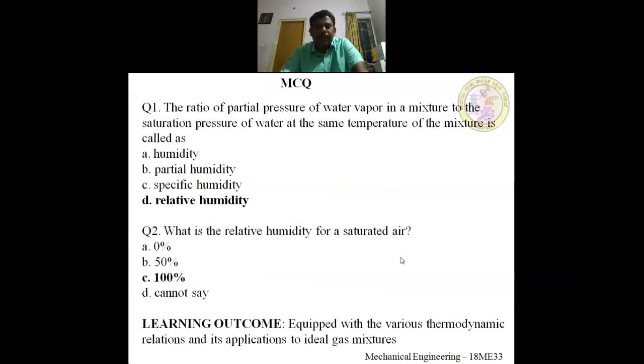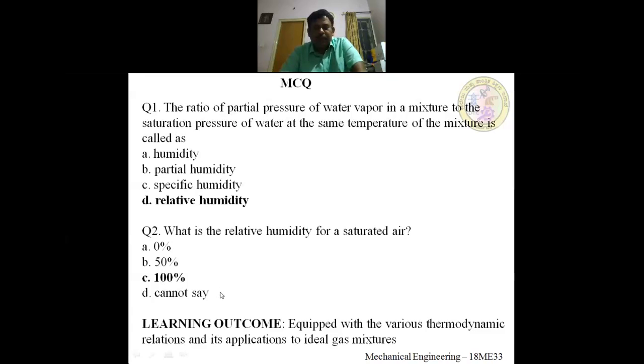Next, we will go to the MCQ, multiple choice questions. First one: the ratio of partial pressure of water vapor in the mixture to saturation pressure of water vapor is nothing but what? Relative humidity. That is option D, the correct answer. PV by PS is nothing but relative humidity. What is the relative humidity for saturated air? It is 100 percent, because PV will be equal to PS. PS by PS will be 1, and 1 multiplied by 100 in terms of percentage is 100 percent.